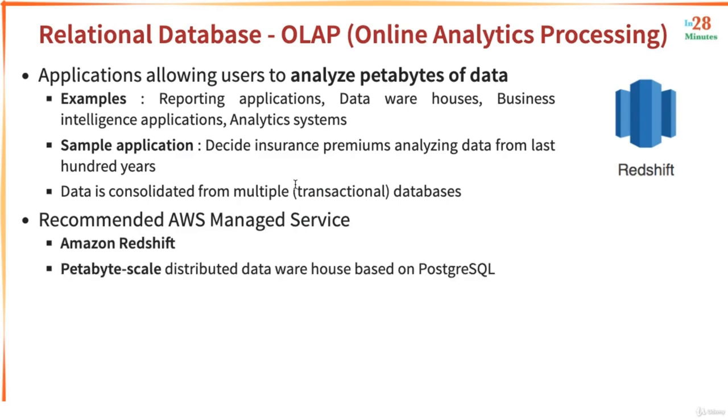Amazon Redshift is a petabyte scale distributed data warehouse based on PostgreSQL. In this step, we looked at the relational database use cases. We looked at OLAP and we looked at OLTP and we looked at the AWS services which are the right choices for that specific scenario.